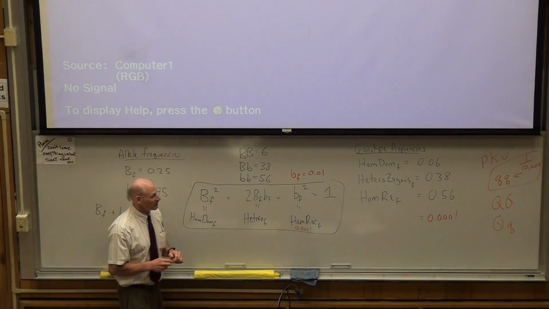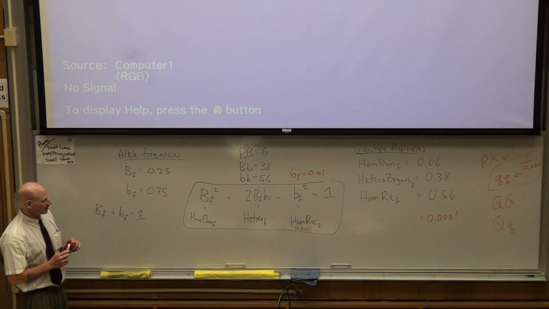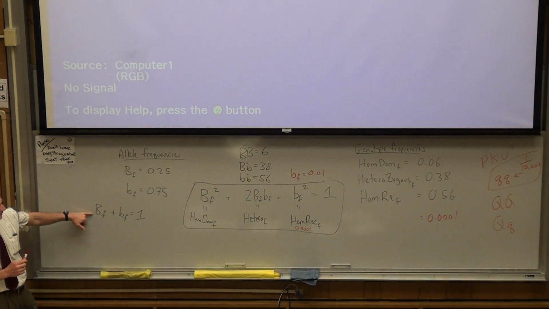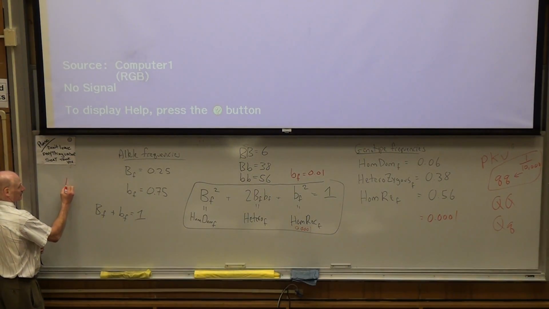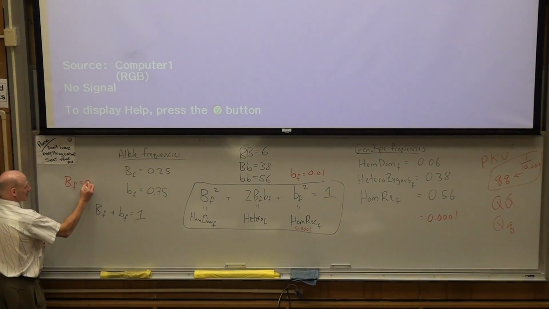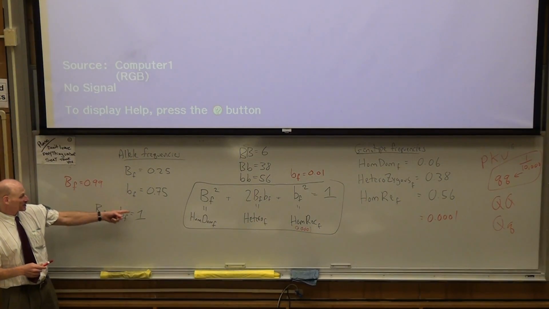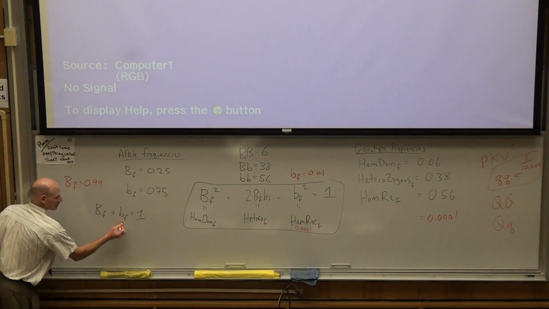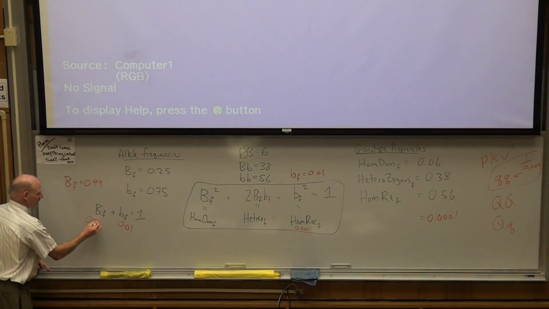What's the allele frequency of the dominant allele, big Q? 0.99. Right? Because we know that the 2 allele frequencies must add up to 1. And so if we know that this was 0.01, this has to be 0.99.